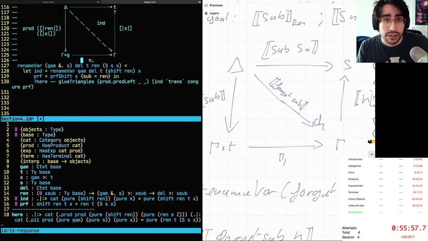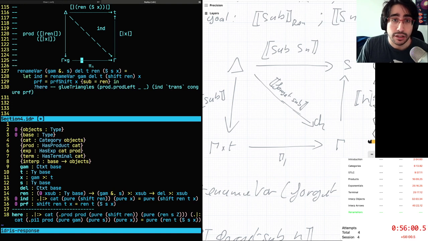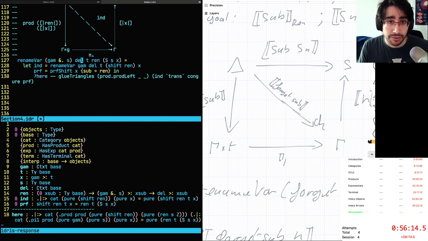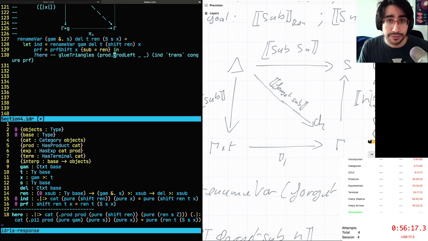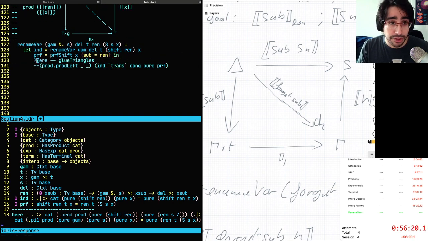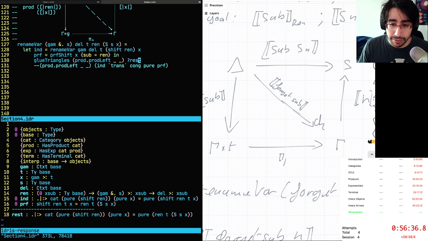And again, we see that here we have a triangle that is a product followed by pi1, which means if this aligns with this diagonal, then we are done. So we're going to call this function glue triangles. I'm going to put it here. Unfortunately, if you do this, prods.prod left, you will see the types don't quite match up. And this is because the diagonal doesn't have the right type.